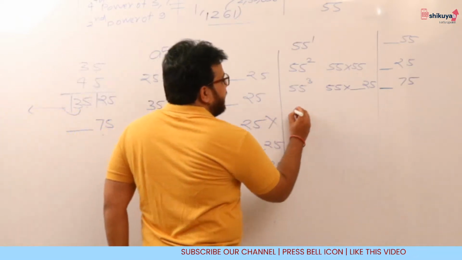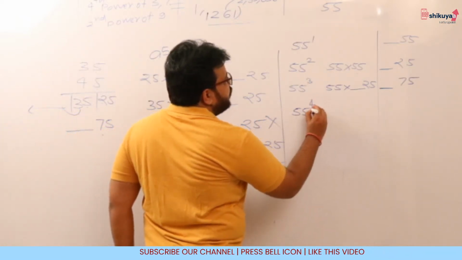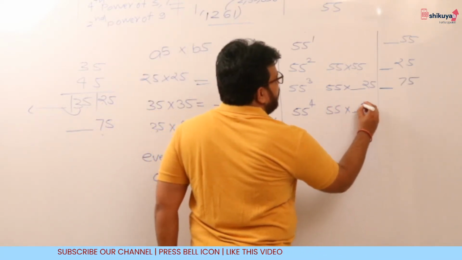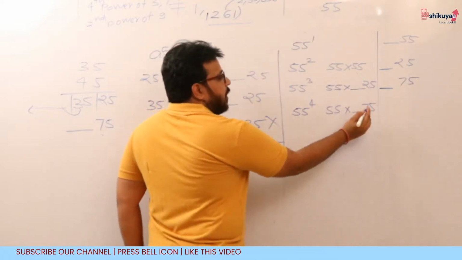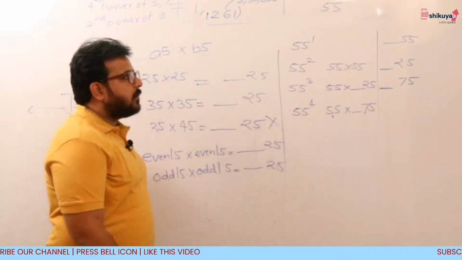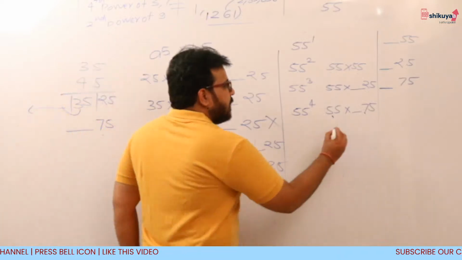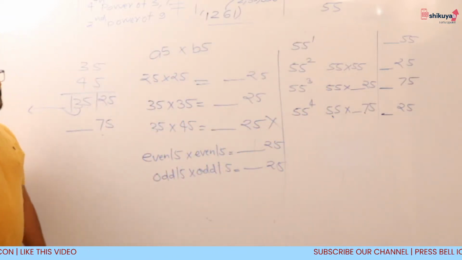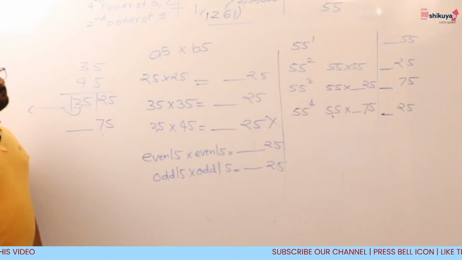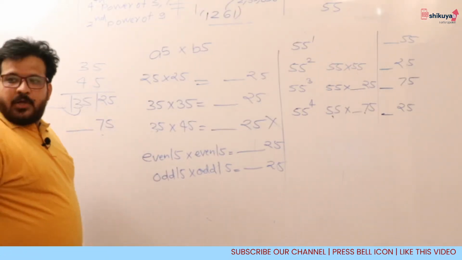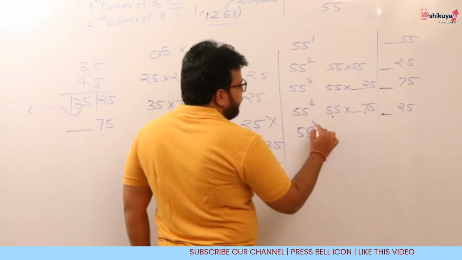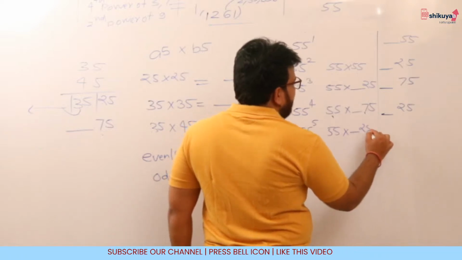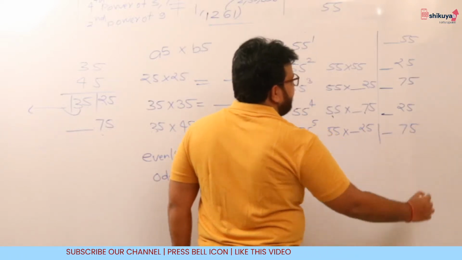So when we start calculating 55 raised to 4, we will end up with 55 into a number ending in 75. Now again this is odd and odd, correct? So you will get another number which is ending in 25. Everybody, can you understand this? Yes or no? Try to understand my point. So for the next power, 55 raised to 5, what will be the answer? 55 into 25. So again this will end in 75.